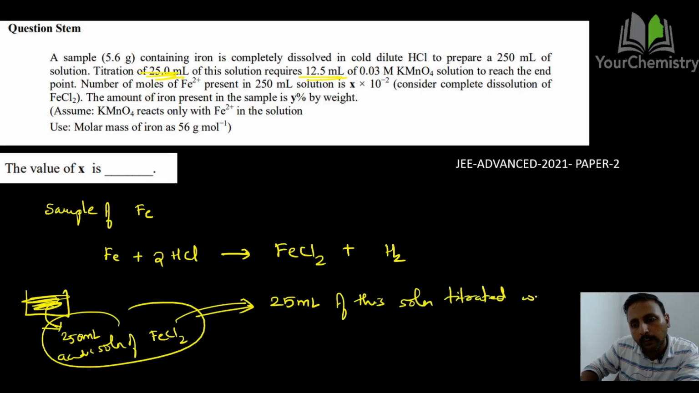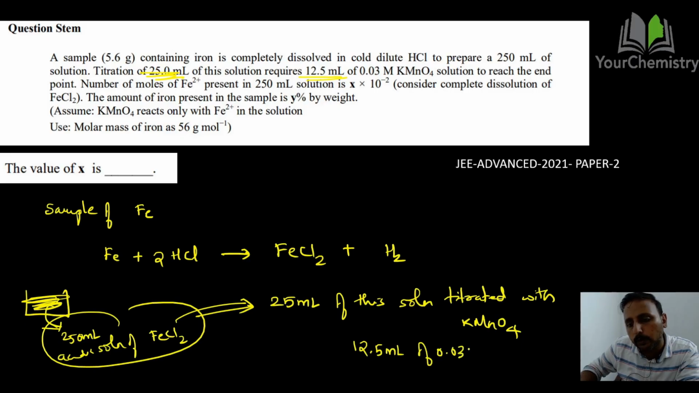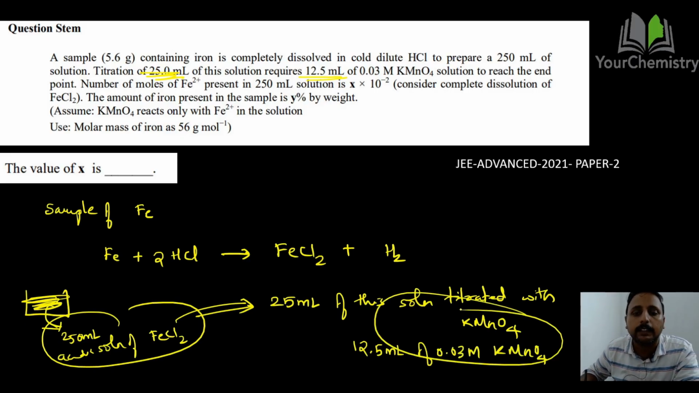Titrated with the KMnO4. You have done titrations in the lab, right? Titration means you will take something in the burette and something in the conical flask. So it is identified how much KMnO4 is needed: 12.5 ml of 0.03 molar KMnO4 was required for this given titration. So let's write the simple equation for that titration.